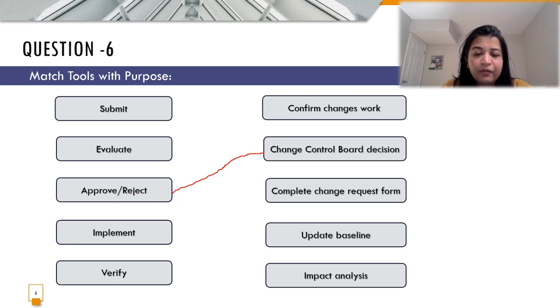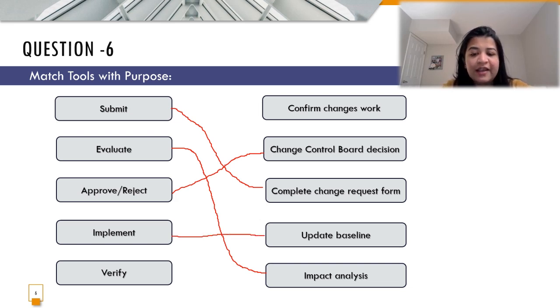Next, in order for me to evaluate a change request, I'm first going to understand how it is going to impact the current scenario of the project, or how my project timeline needs to be adjusted in terms of schedule, in terms of cost, and so on. So for evaluate, I'm going to evaluate the impact, that is the impact analysis. Next, in order for me to submit the change request, I'm going to complete the change request form. Implement is to go ahead and update the baseline, that is where you implement the changes, and then verify is to finally confirm that your changes are working well.